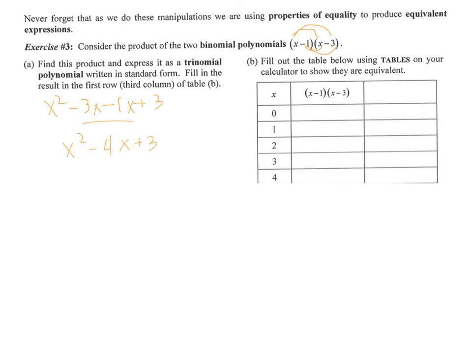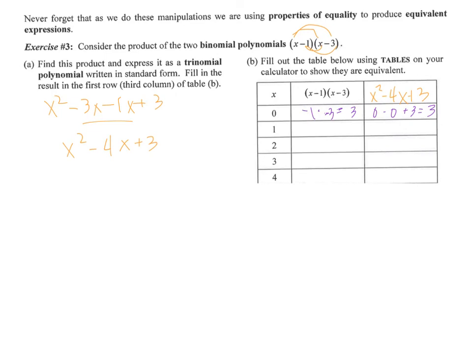So this result is going to go right here. x squared minus 4x plus 3. So what we're going to do is it's now asking you to put in numbers for x. So if I put 0 in for x, I end up with 0 minus 1, which is negative 1, and 0 minus 3, which is negative 3, to make 3. Well, x squared, so if I put 0 in, that's 0. 4 times 0 is 0. And I have a 3, so my answer is 3.